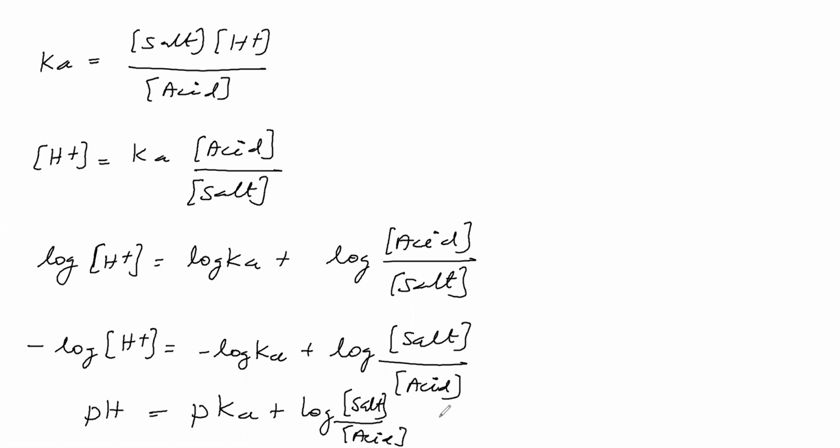This is called Henderson equation. This equation is used for pH of buffer solution. So pH of buffer solution is equal to pKa plus log salt by acid. For acidic buffer we have taken. Suppose if we take basic buffer, how to find pH of that solution, that we will see. So basic buffer we will take.